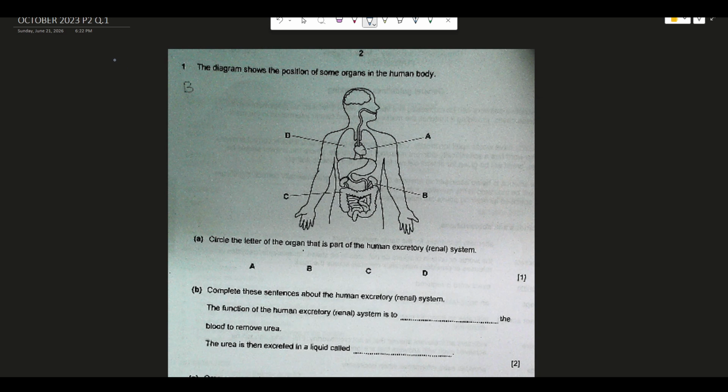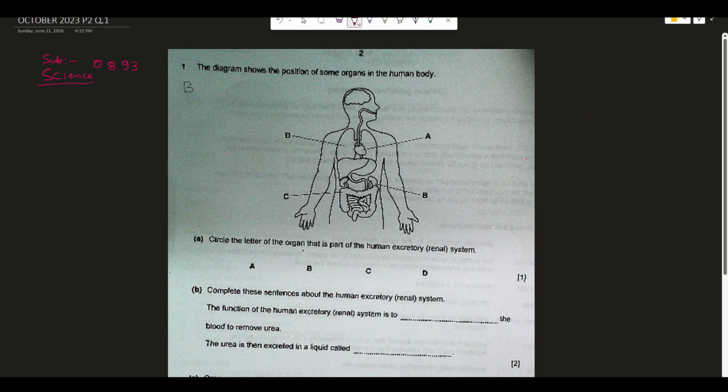The first question is from October 2023, paper 2, question number 1. Now let me tell you, these are the science questions. The subject is science, and the paper code is 0893.